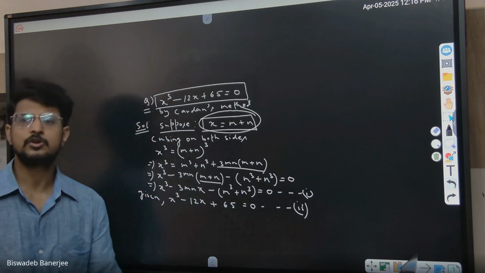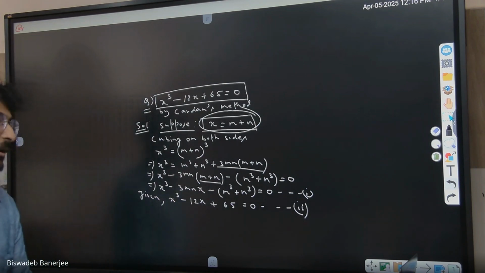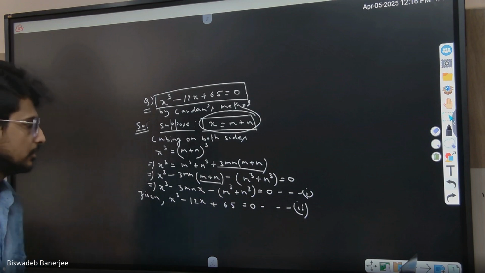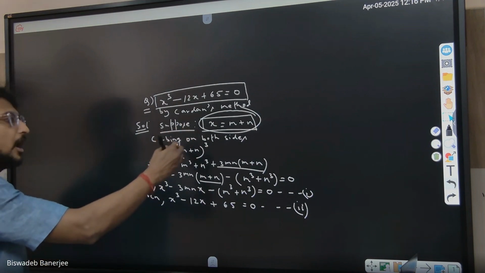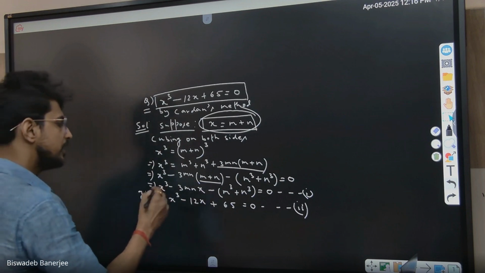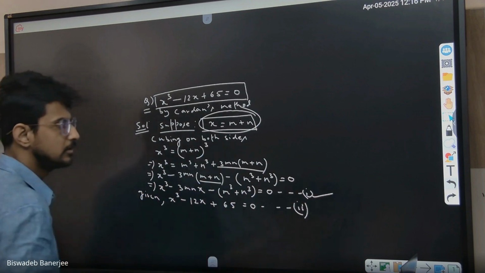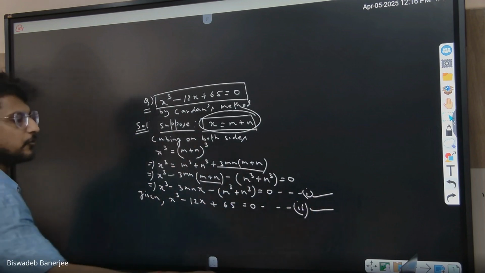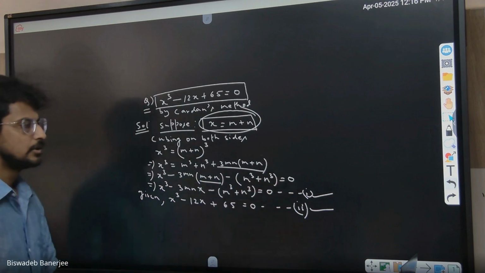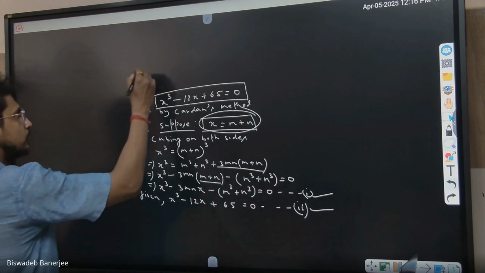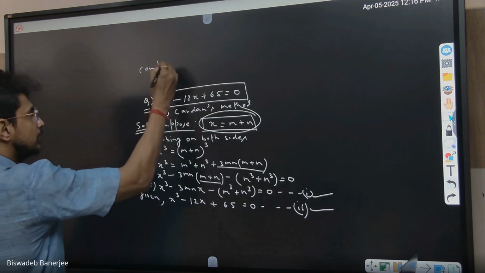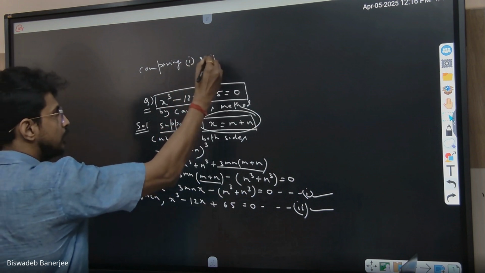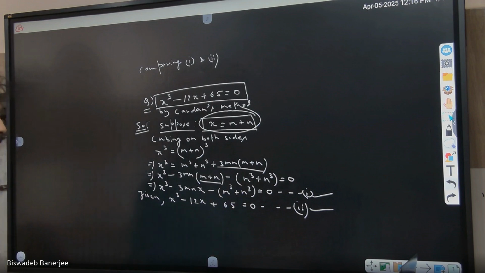So this is my Cardan's method. This is a method of solving an equation by Cardan's method. So after cubing on both sides, we find an equation like this. This is my equation number 1, and this given equation is equation number 2. Now what happens if we compare 1 and 2?